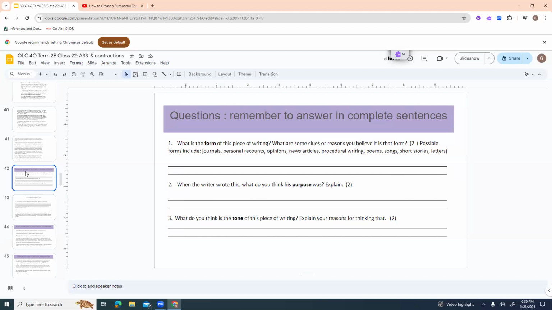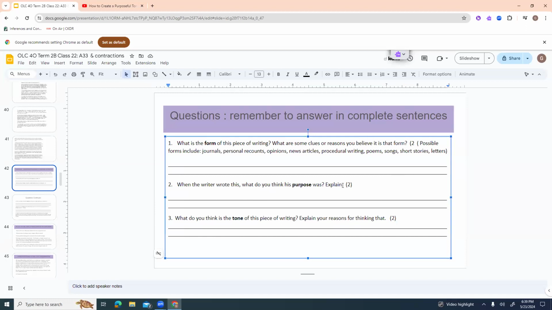When the writer wrote this, what do you think his purpose was? Explain why you think this, okay? What do you think is the tone? Tone is giving off like the attitude or the emotion of this piece of writing, and explain what words, what details, what examples make you think the tone is whatever you say the tone is.